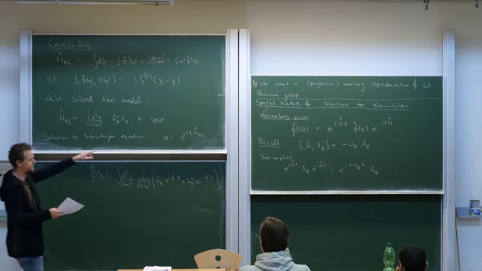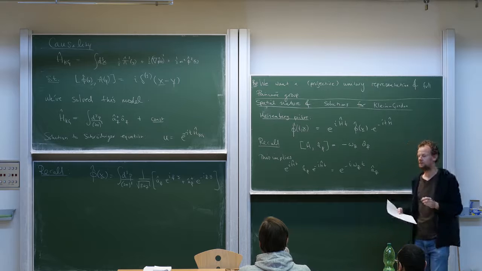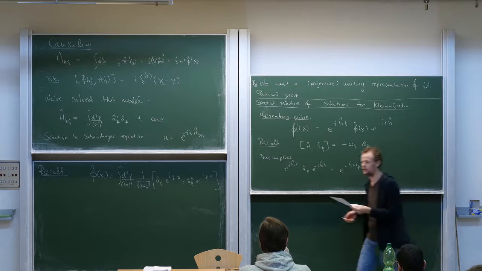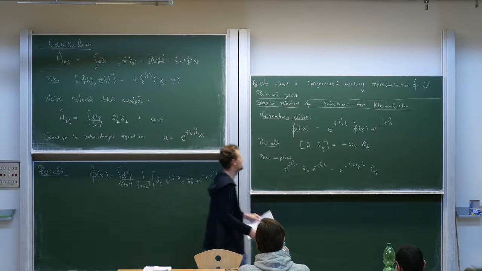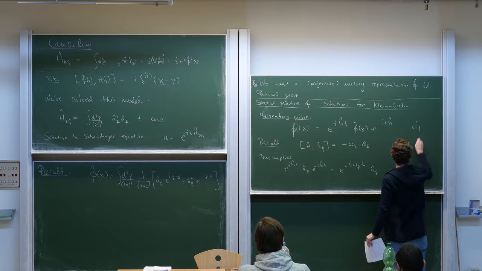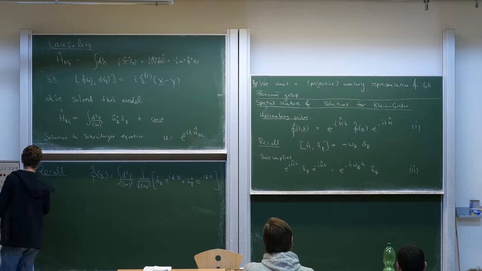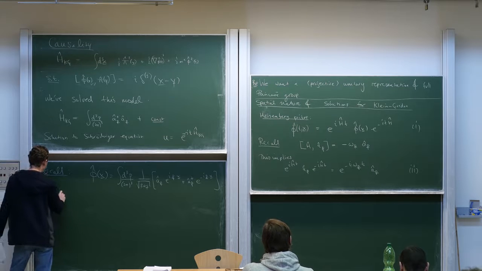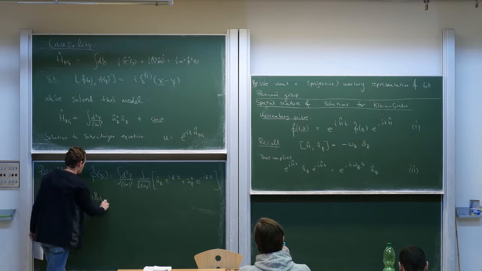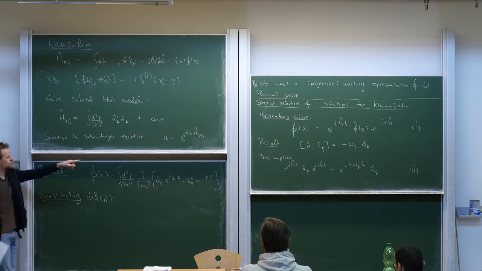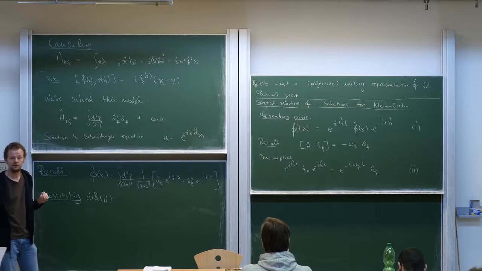To express this in terms of these, well, it's just substituting this in, isn't it? So let's do that. I'll give these names. Let's call this 1, and this 2. So if we substitute 1 and 2 and their daggers into this expression here, then we're actually already done.